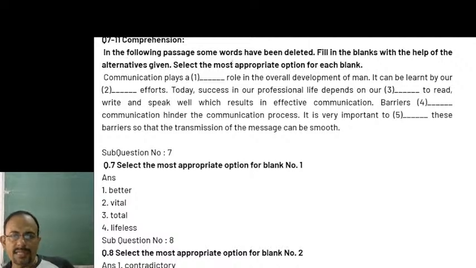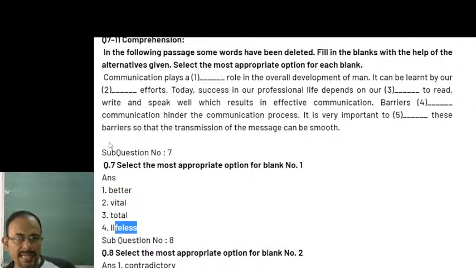In the following passage, some words have been deleted. Fill the blank. Communication plays a dash role. Is it better, vital, total, or lifeless? Quickly, in just 20 seconds, you answer.